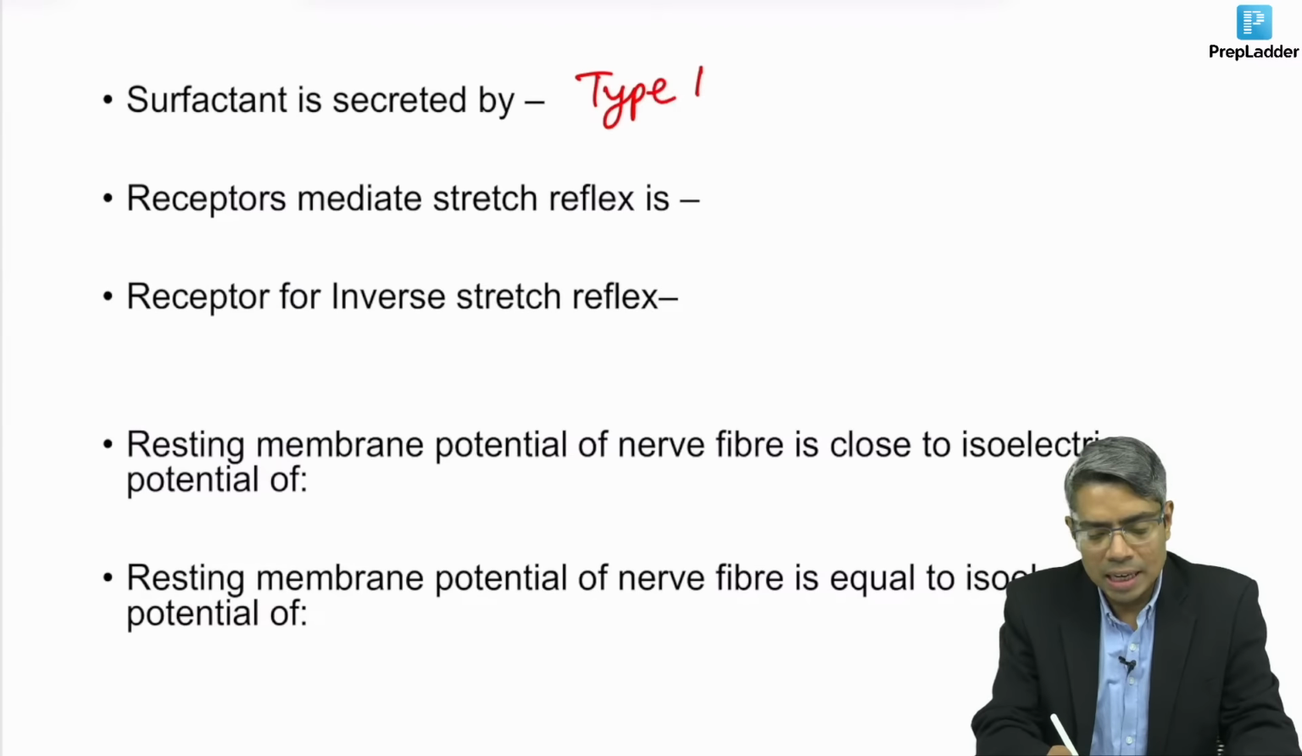The first one: surfactant is secreted by, all of you know the answer of this question. Type 2 pneumocyte. Type 2 pneumocyte is the answer.